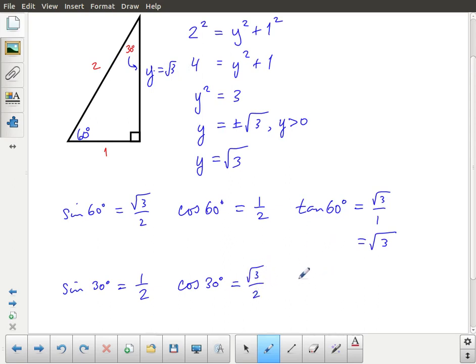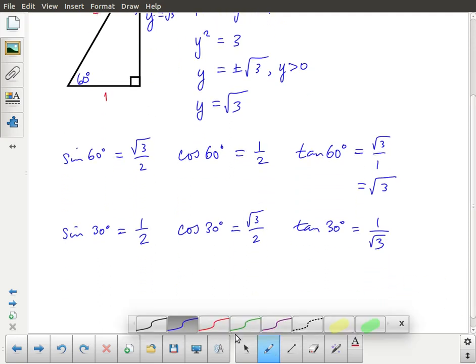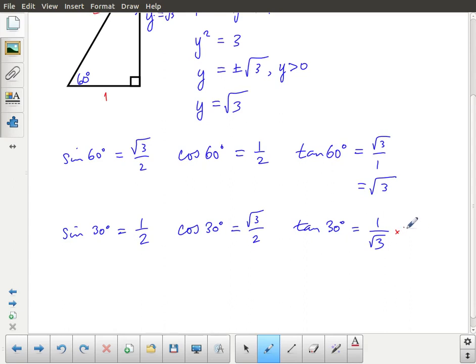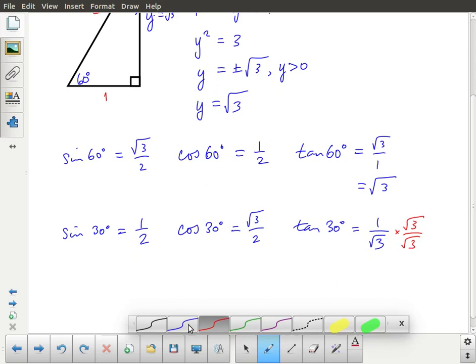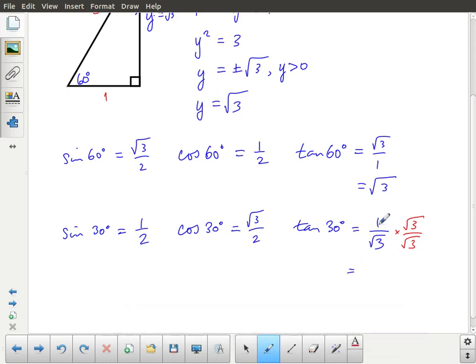And then we have the tan of 30 degrees. For the tan of 30 degrees, it's opposite over adjacent, which is going to be 1 over root 3, which, if it's a final answer, we really should rationalize. So I'm going to rationalize that, multiplying by root 3 over root 3. And I end up with 1 times root 3, of course, is root 3. Root 3 times root 3 is root 9, which is just equal to 3.